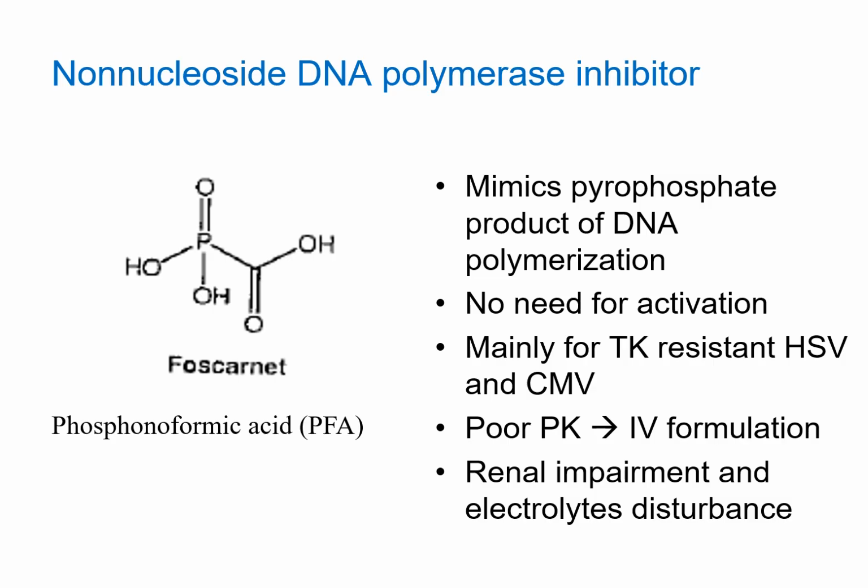We really use it for TK-resistant viruses. Why? Because they do not need to be activated. So if a virus is thymidine kinase resistant, you cannot use the other drugs. Well, you could use foscarnet. However, it has poor pharmacokinetic properties. We have to give it IV, which is not cool, and it's also associated with renal impairment and electrolyte disturbance. So it's quite a toxic drug. We use it second line.